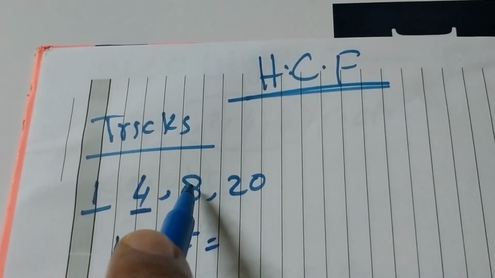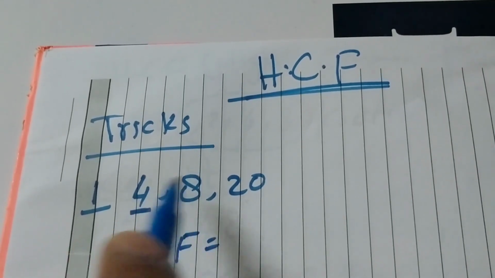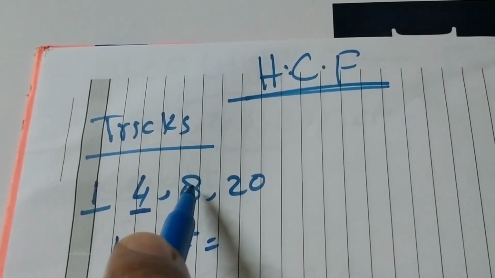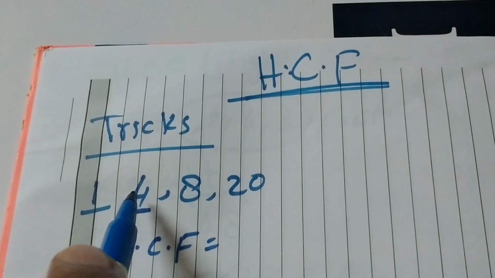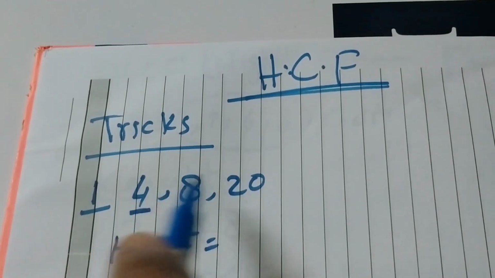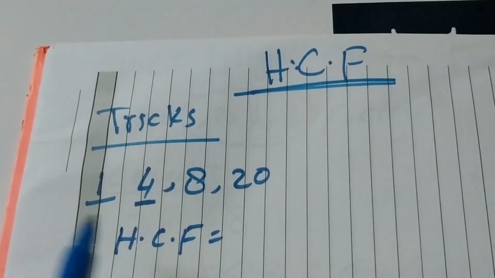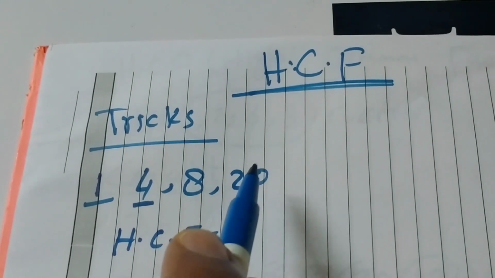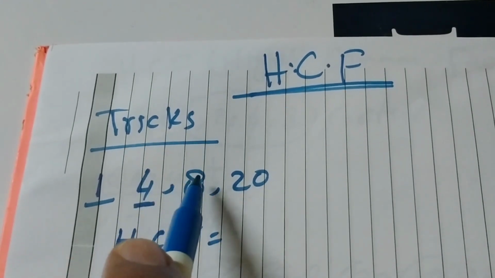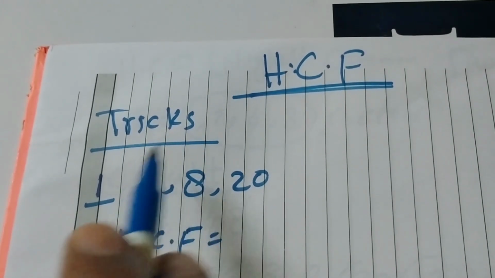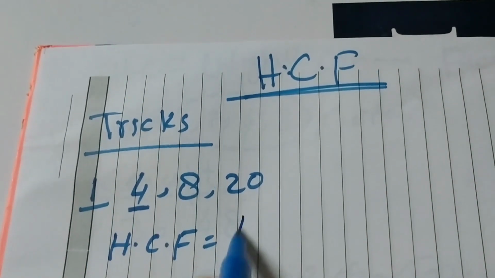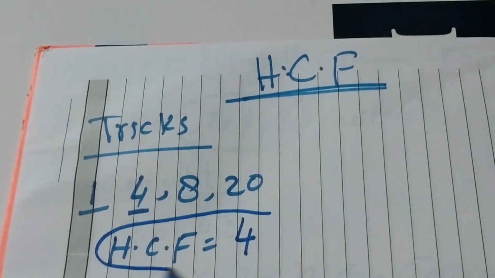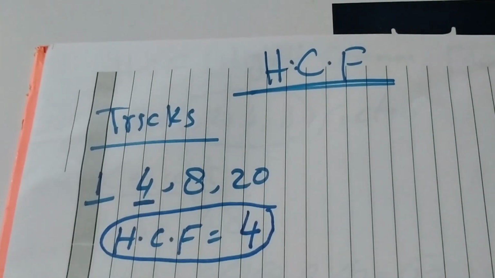So 4 multiplied by 2 equals 8, or 8 divided by 4 equals 2, it is divisible. 20 divided by 4 equals 5, so 4 multiplied by 5 equals 20. So 20 is divisible by 4, 8 is divisible by 4. It means all numbers are divisible by the smallest number, that is 4. So our HCF is 4. This is the first technique.